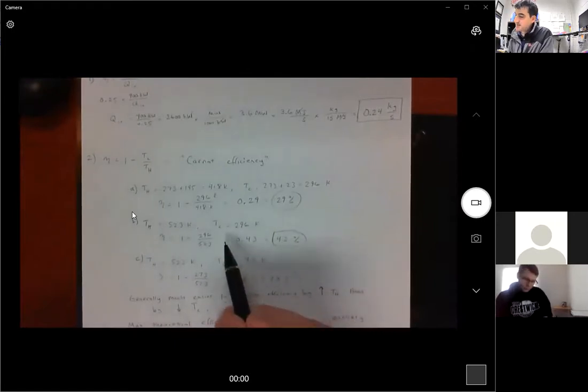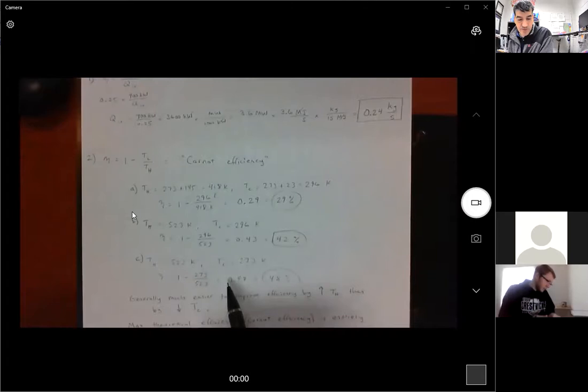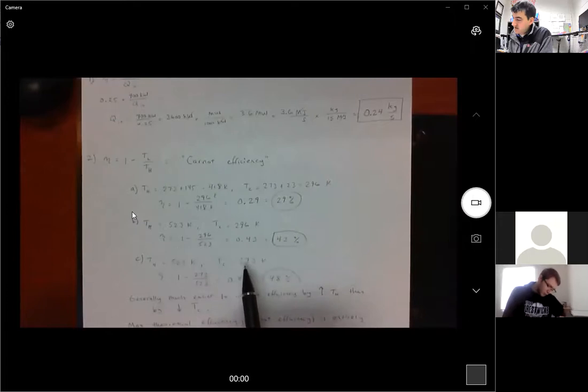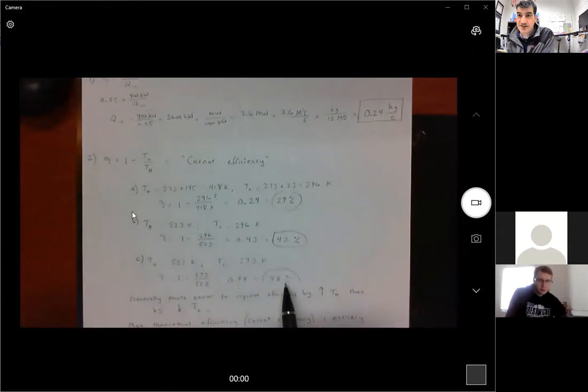And then from part B to part C, the only thing we did was we decreased T cold from 23 degrees Celsius to 0 degrees Celsius. So that remains the same as that. And T cold is now 0 plus 273, so we get 273 Kelvin. And we plug that in and we get 0.48 or 48% efficiency. So here, from part B to part C, all we did was decrease T cold. And by doing that, we increased our maximum theoretical efficiency from 43% up to 48%.